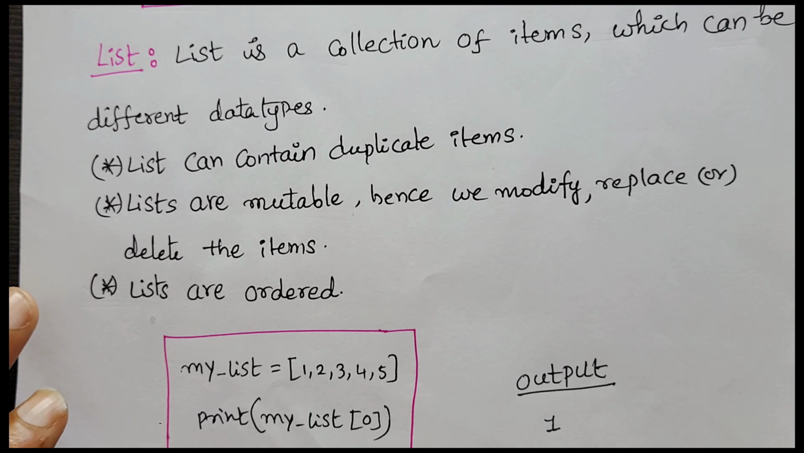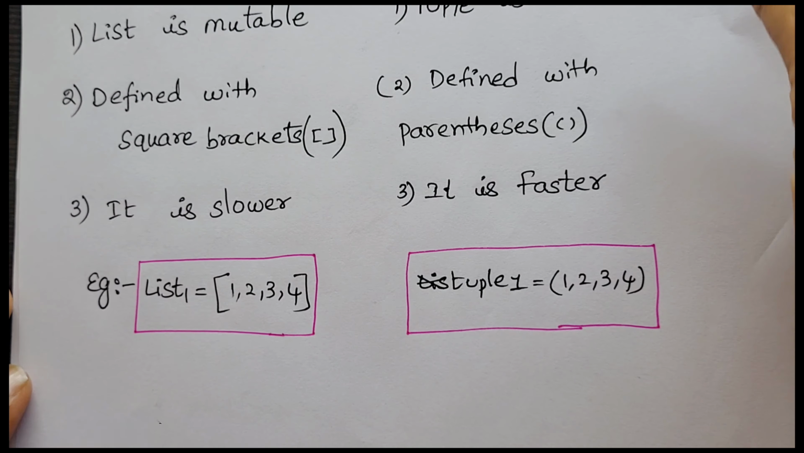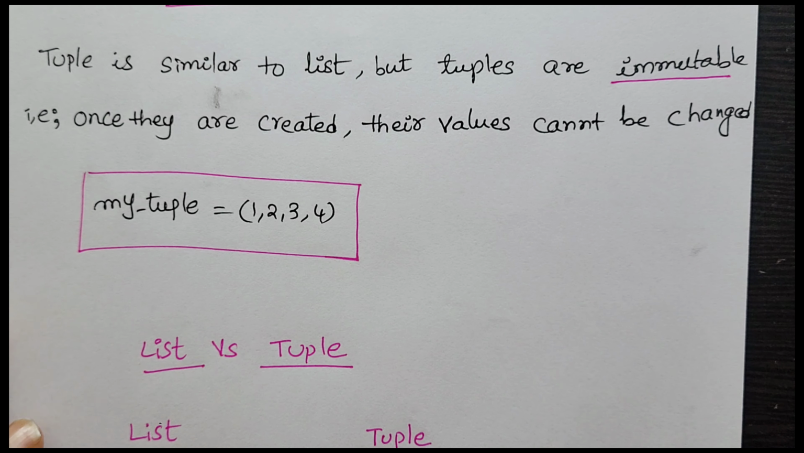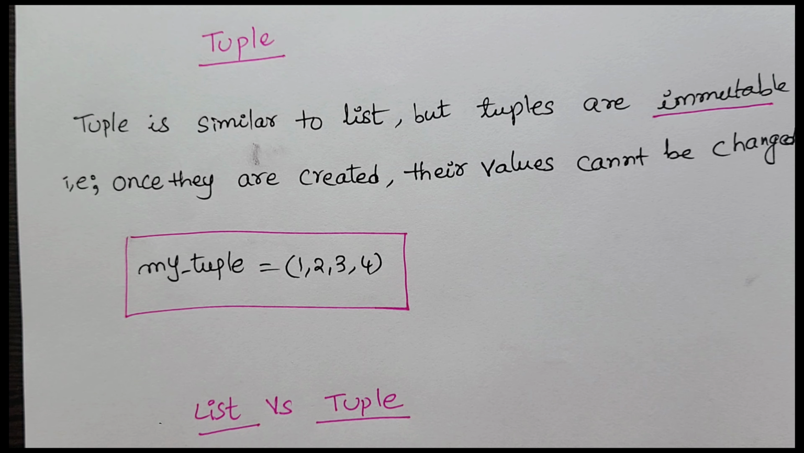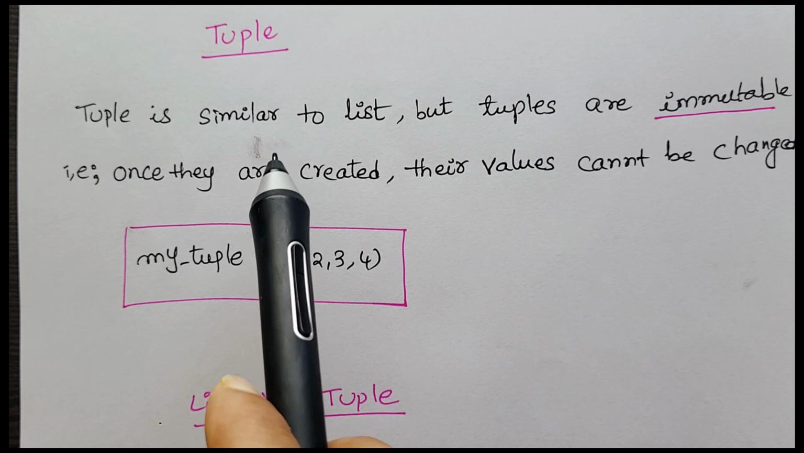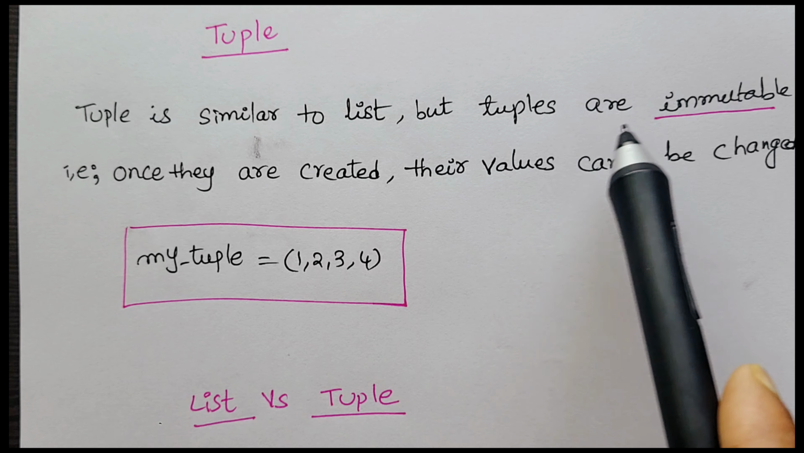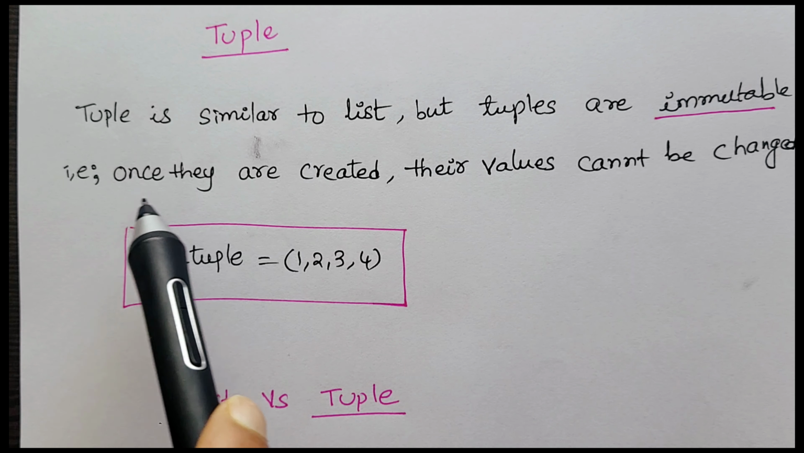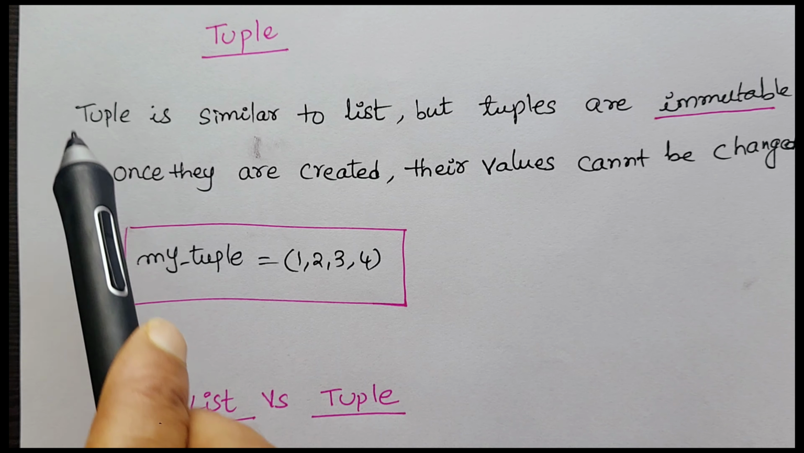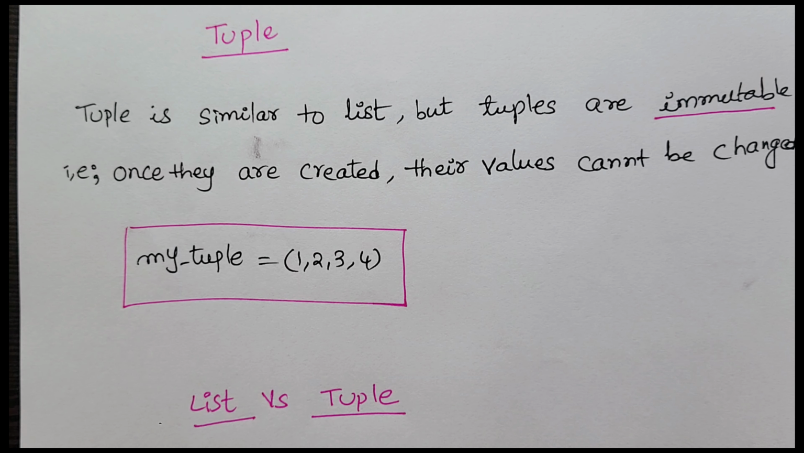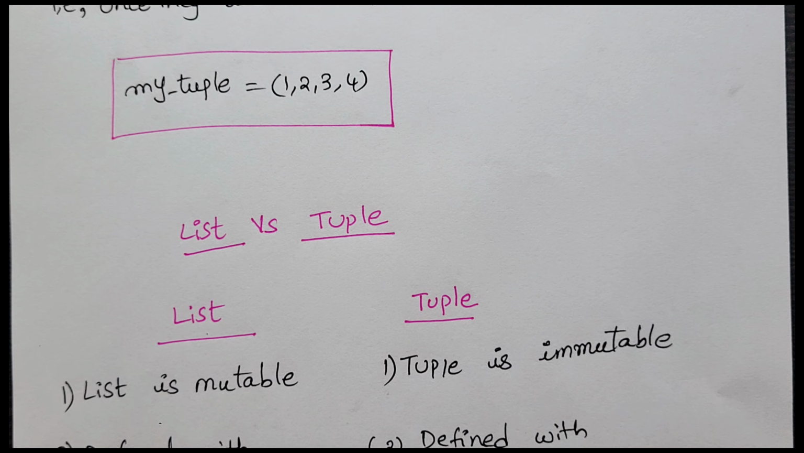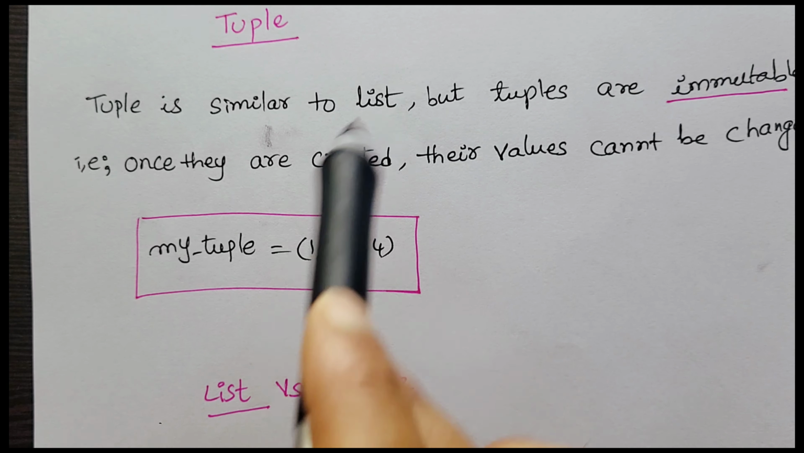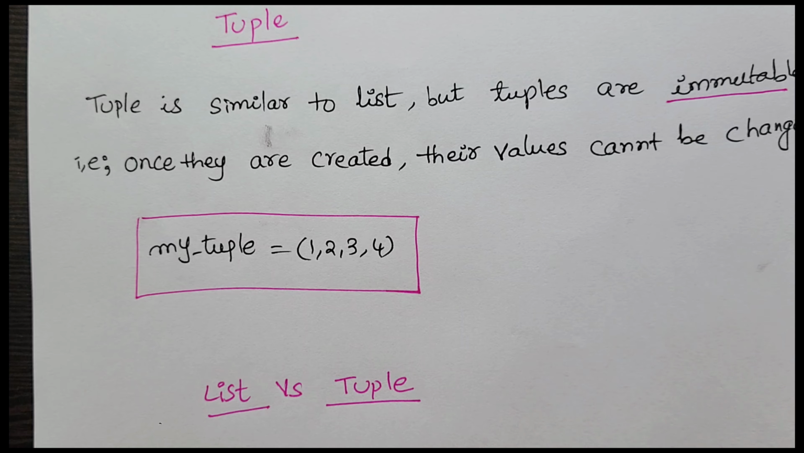The last concept from the sequence type is the tuple. What is meant by a tuple? It is one of the important data types in Python. A tuple is similar to a list, but tuples are immutable. That is, once they are created, their values cannot be changed. Remember, a tuple is immutable. Next you see, my tuple I mentioned as 1 2 3 4. So it is similar to a list, but we cannot change it because it is immutable.